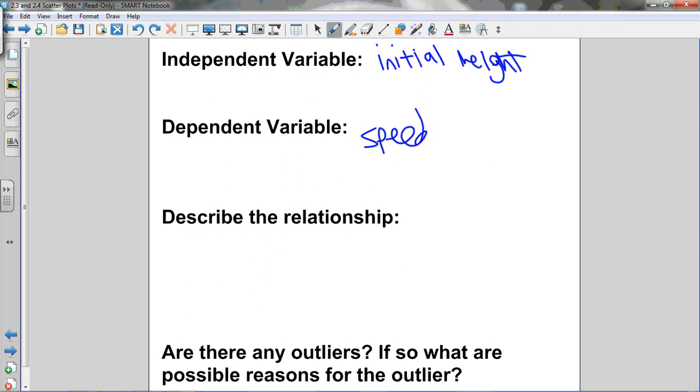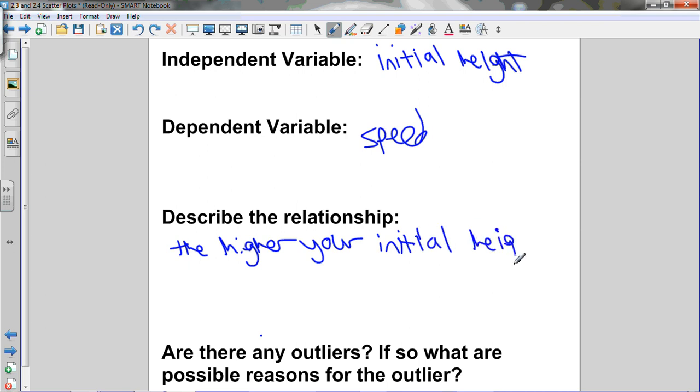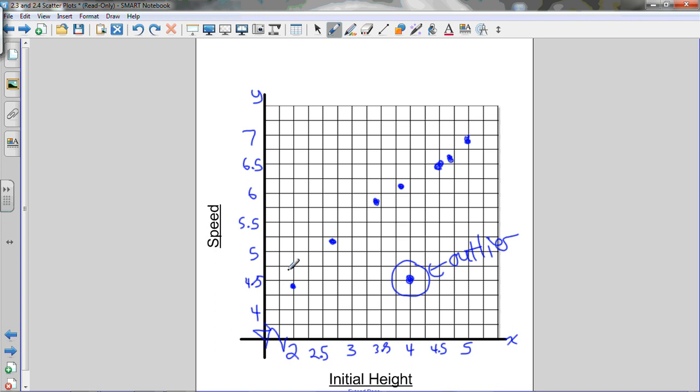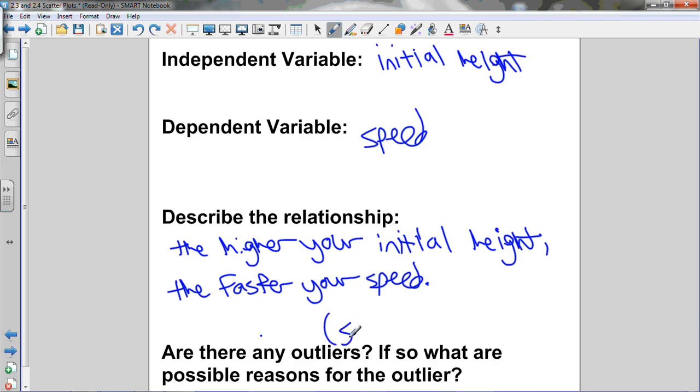Let's describe the relationship. Well, we've already said the higher your initial height, the faster your speed. And I also said that it's a strong positive correlation. Remember, if it goes up to the right, it's positive. If they follow a straight line, they're not too spread out, we'd say it's a strong correlation. So I might also put in brackets here, it's a strong positive correlation.